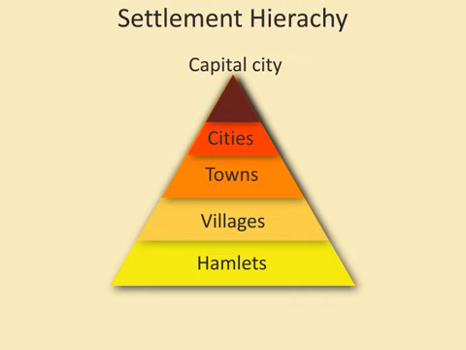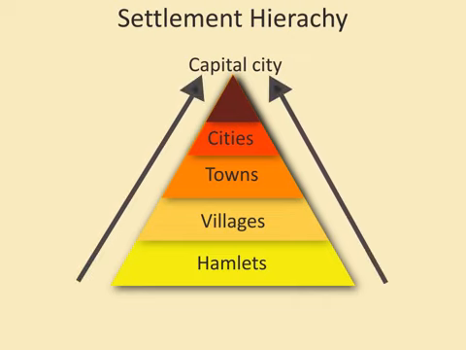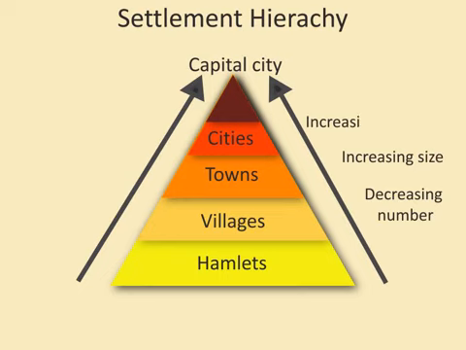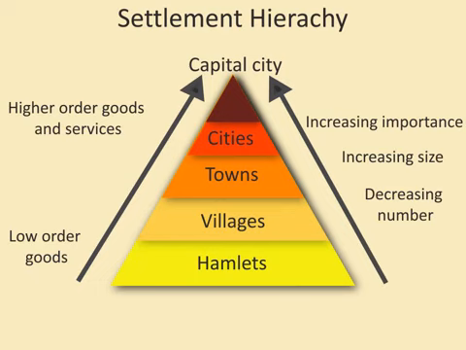So when we're looking at the settlement hierarchy, it's important to keep in mind that as we go up it, the number of settlements decreases, but their size in terms of population increases. Their importance increases, and the number and range of goods and services that they offer also increases. And you're likely to get higher order goods the higher up the hierarchy you go. And because of that, the bigger settlements are going to have a larger sphere of influence.